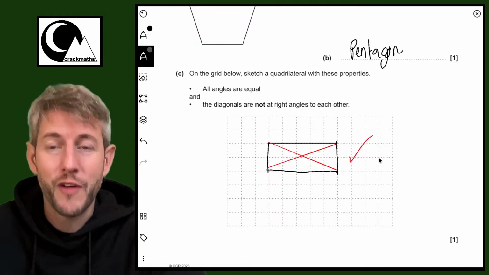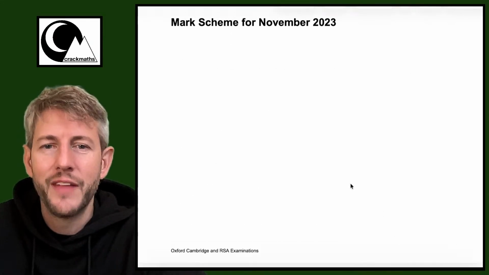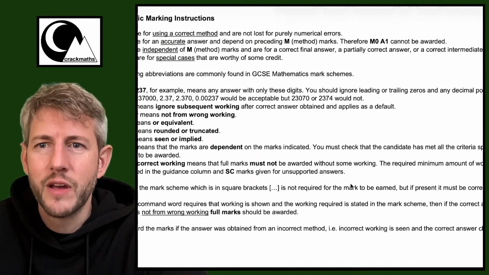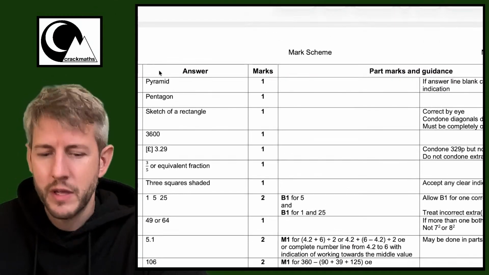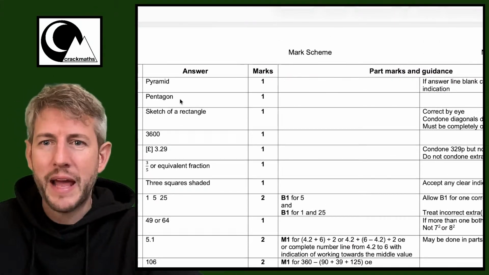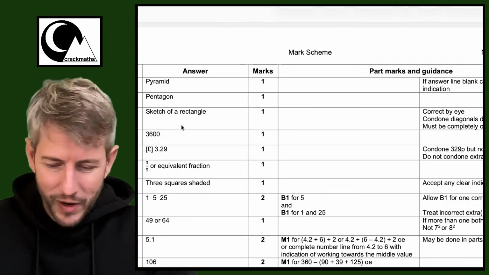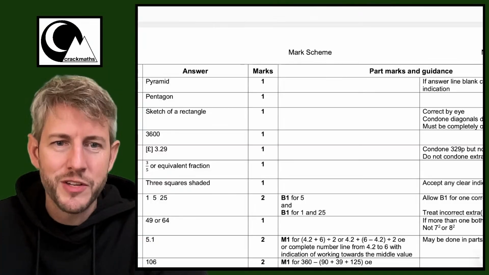Right. Let's have a quick look at the mark scheme to check that these were correct, and then we will move on to the next page. So here we go. What have we got? Pyramid, pentagon, sketch of a rectangle. All good. Okay, brilliant. Right. Let's move on to the next set of questions.